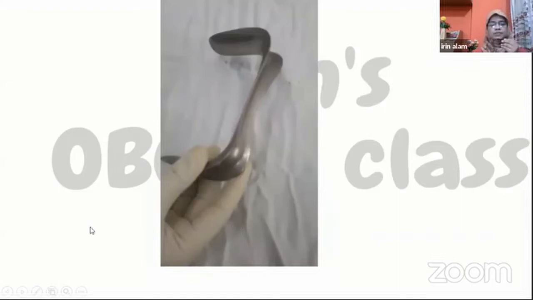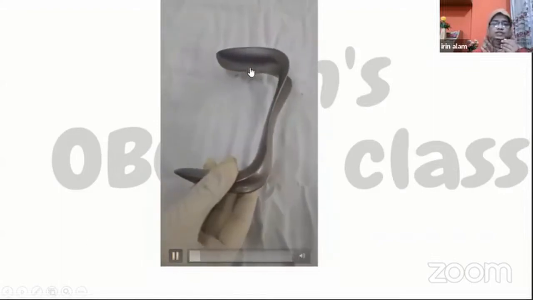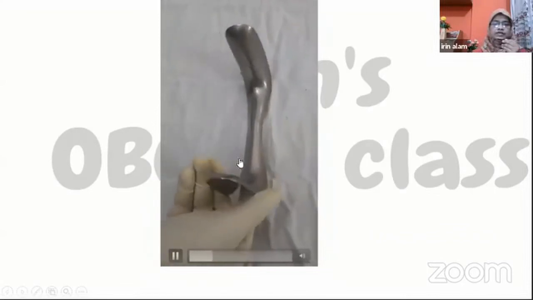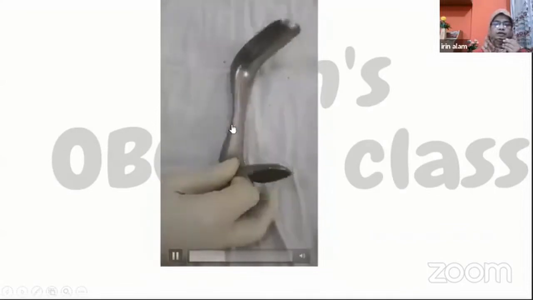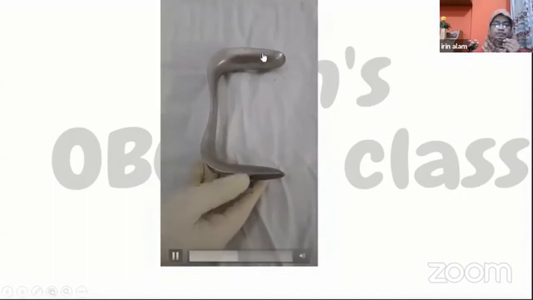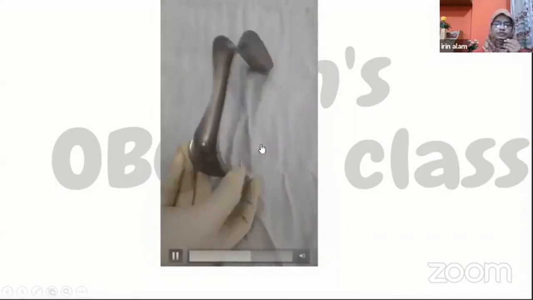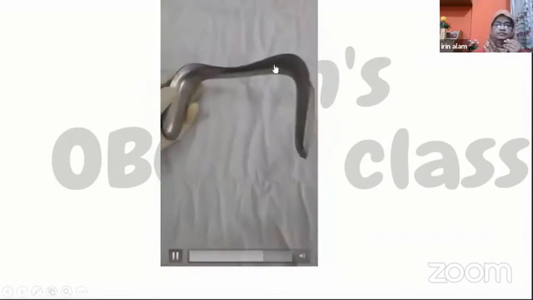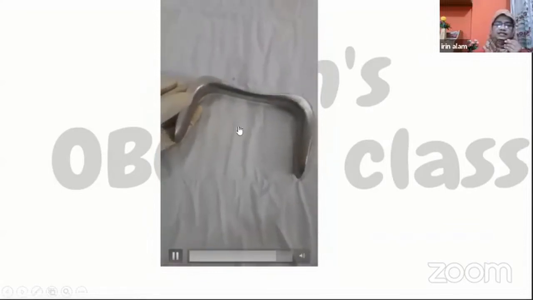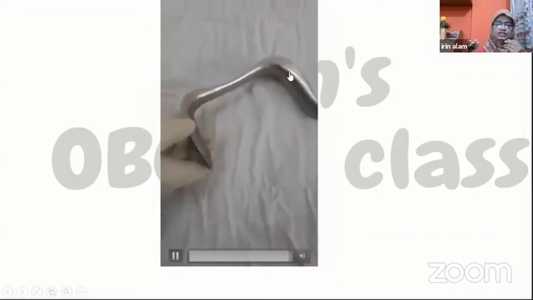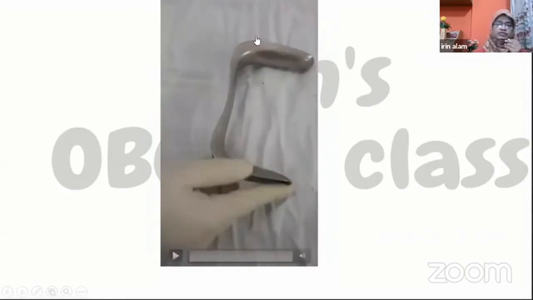This is a speculum. This instrument is called Sims double-bladed bivalve posterior vaginal speculum. This end and this end: this end is slightly smaller than this end, so that it can be used in different cases. If the patient is young, this end is used, and if the vagina is more spacious, this end can be used.